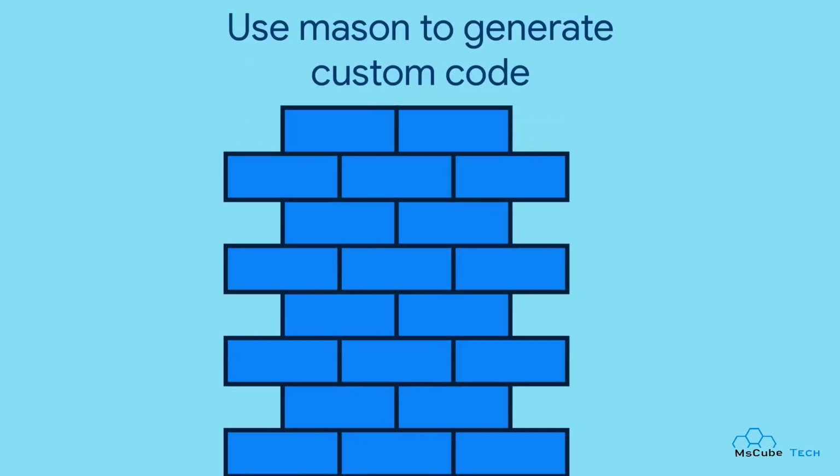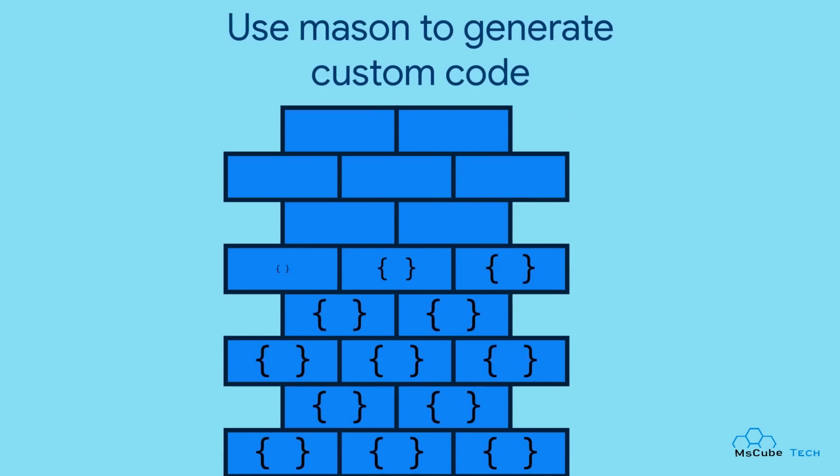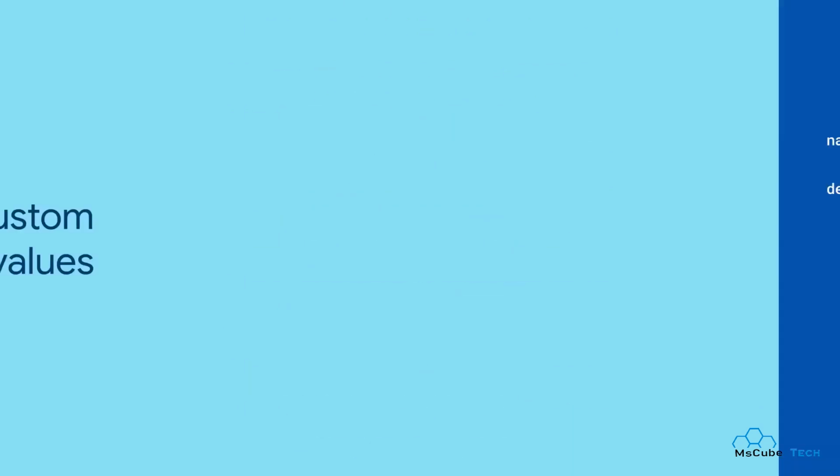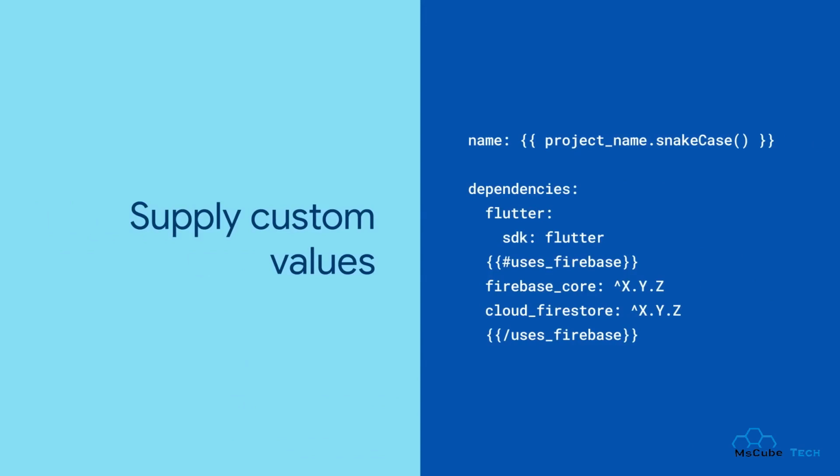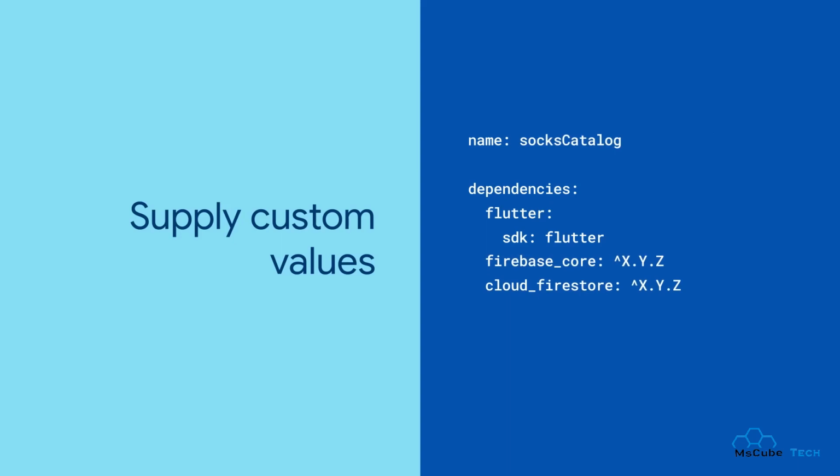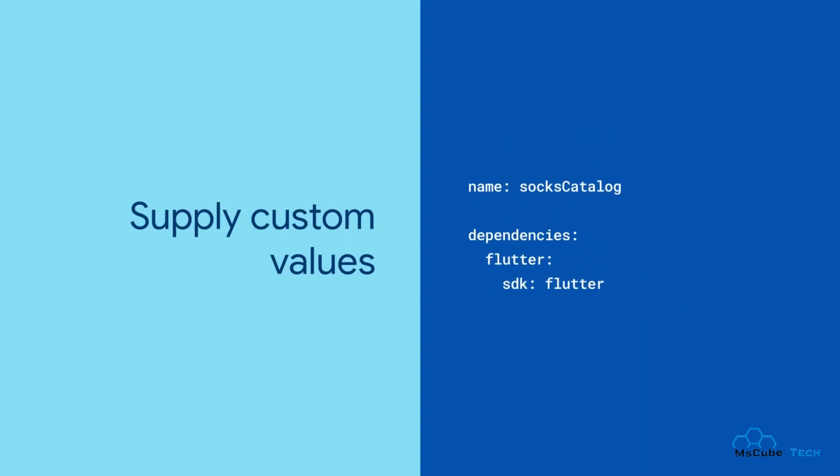Mason works by containing entire directories of mustache templates that it renders against values specific to your project. For example, imagine the pubspec.yaml file in a Mason brick you're using for a new Flutter project all about comfortable socks. With that brick, it might look like this. If you're using Firebase, it will produce a pubspec.yaml file that includes the Firebase dependencies. And if you're not using Firebase, then those dependencies get skipped.